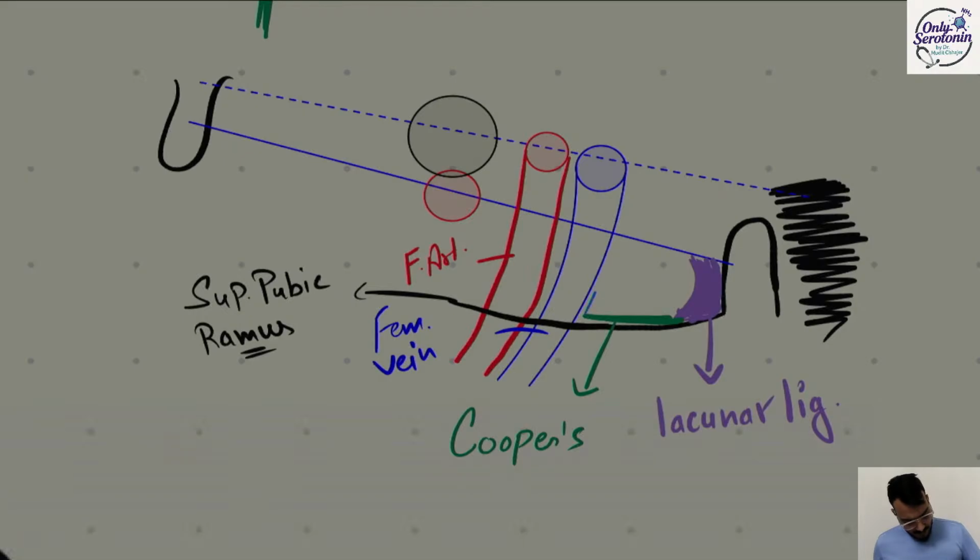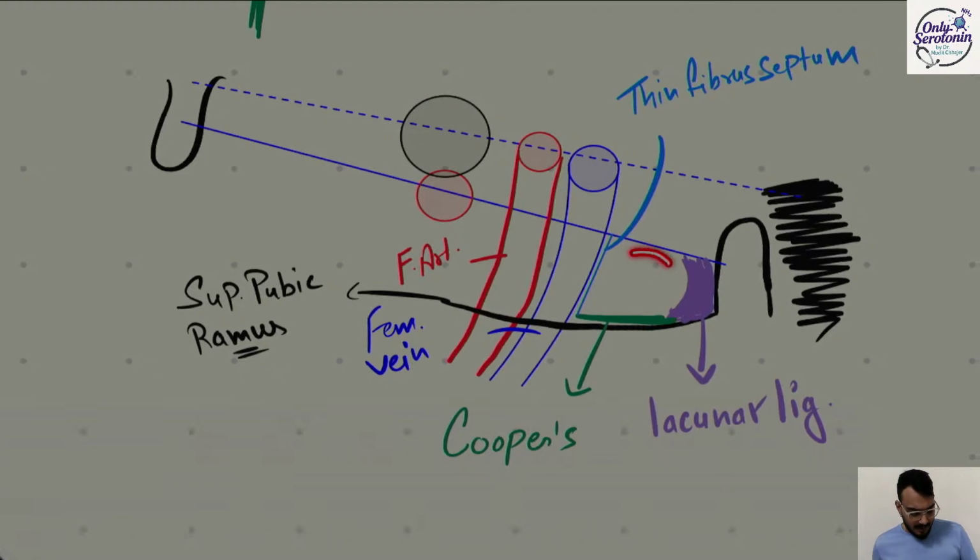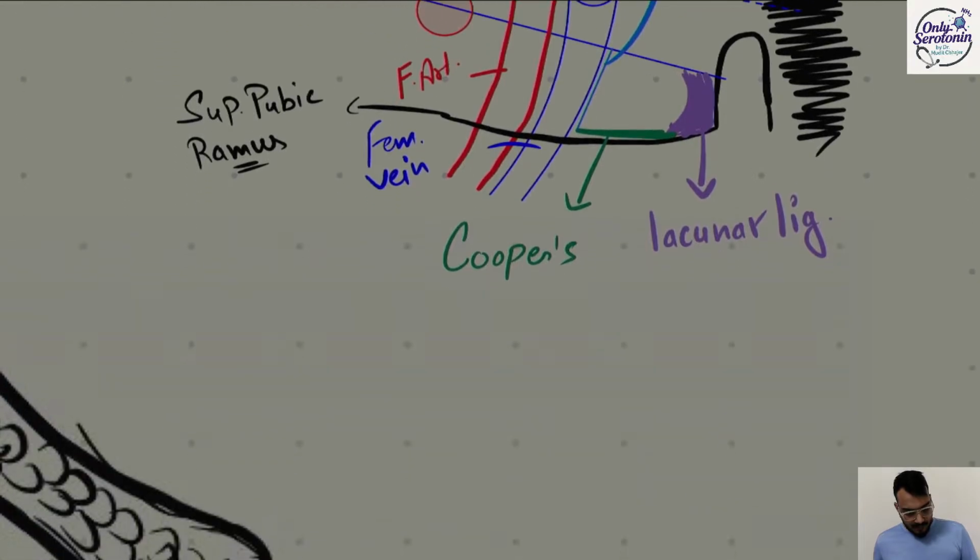Cooper's ligament is going to give one very thin fibrous line towards the inguinal ligament. This is known as the thin fibrous septum. And this thin fibrous septum is attached with what, guys? It is attached with my femoral vein as well as the inguinal ligament. When it attaches to the inguinal ligament, it makes the femoral ring. When it is attaching to the femoral vein, it gives me the lateral boundary of my femoral ring, right?